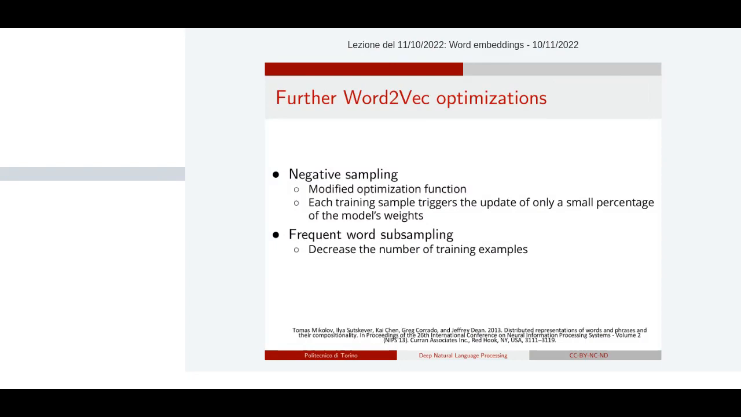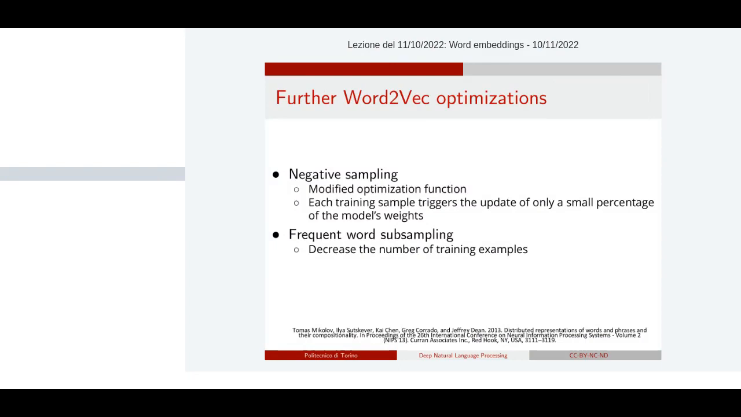Let me just briefly mention some optimizations. They have to build the training set. How to build the training set? You slice over text, and you consider the properties of the contextual window to build your own samples. But you have, in this case, positive samples and negative samples.